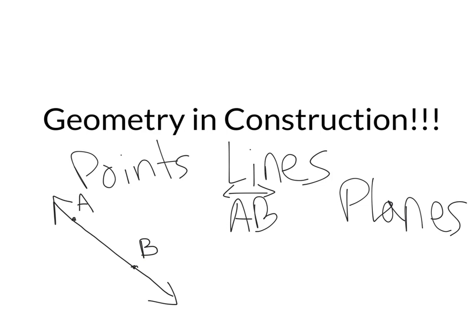Okay, so now we've got it. Points, lines, planes. That's what geometry is made up of. Those 3 things. Everything else stems from it. Alright, 2 more for you. We got a line segment and a ray.